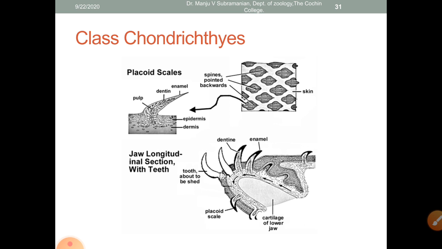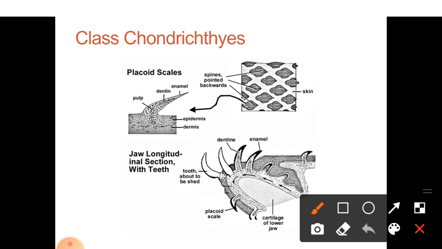Okay, so this is a portion of the skin, this diagram. This is a portion of the skin, and this is the enlarged view of the skin. Then the outermost layer is composed of the vitrodentine. So vitrodentine is a largely inorganic enamel-like substance. The enamel-like substance is also called vitrodentine.